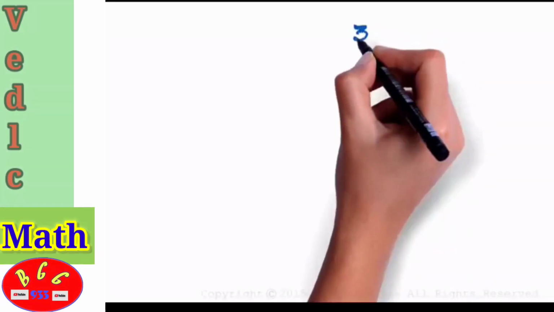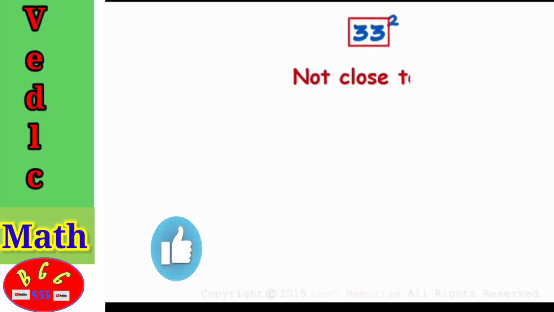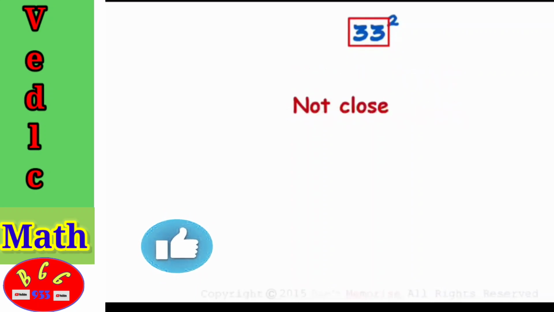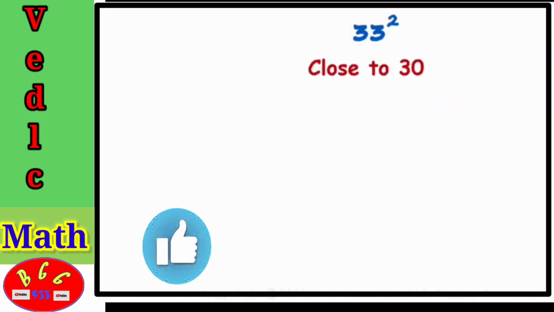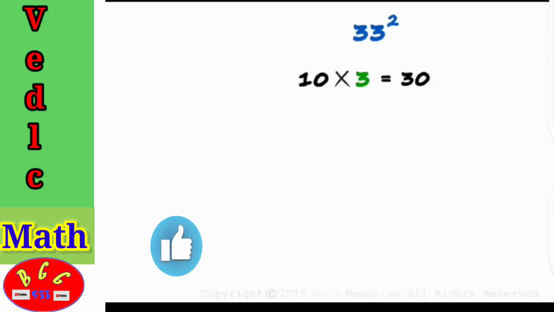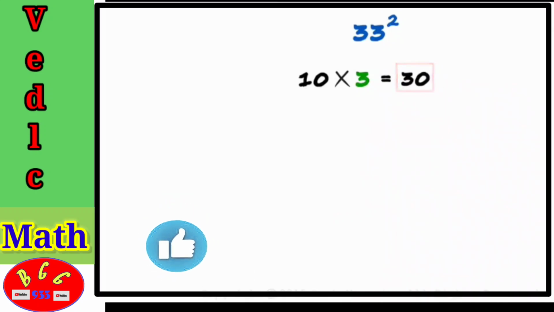How do we find 33 squared? 33 is neither close to 10 nor close to 100. In short, it's not close to any power of 10. But we know that 33 is close to 30, and 10 times 3 is equal to 30. So we have chosen 30 as the reference here because 33 is close to 30.